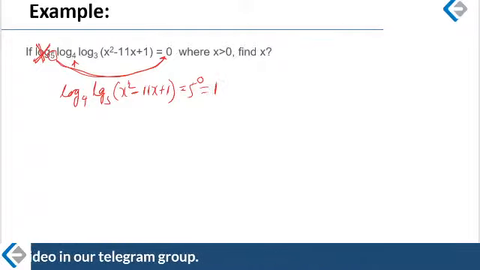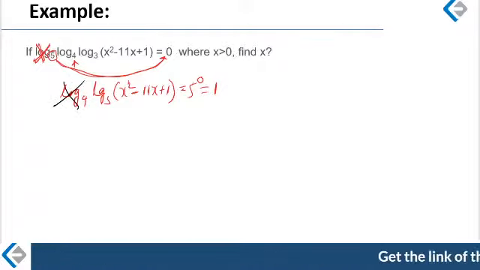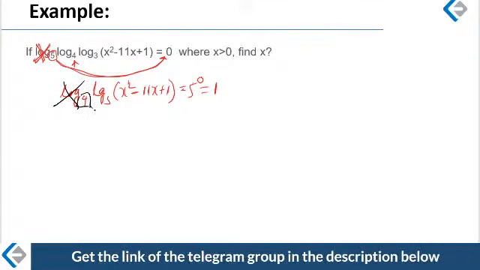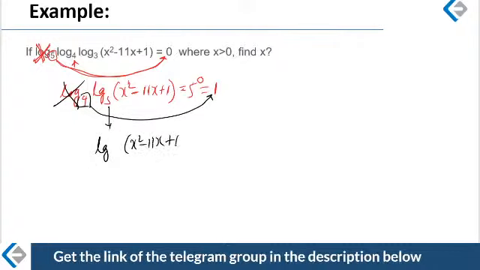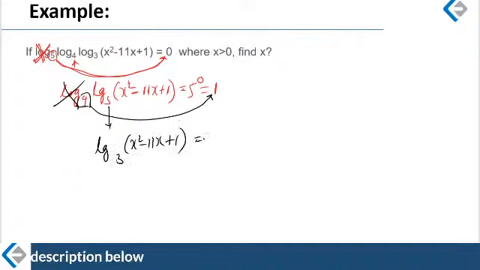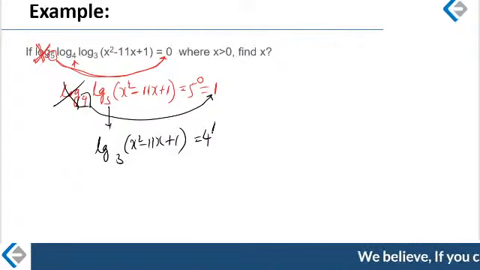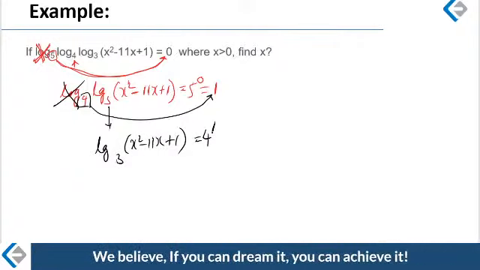Okay, now take another anti-logarithm. You take the anti-logarithm on this. Then what happens to this particular 4? This becomes a base here. So what you write from here, you will copy. Therefore, log of x square minus 11x plus 1 to the base 3 should be equal to 4 power 1. 4 power 1 is nothing but 4.